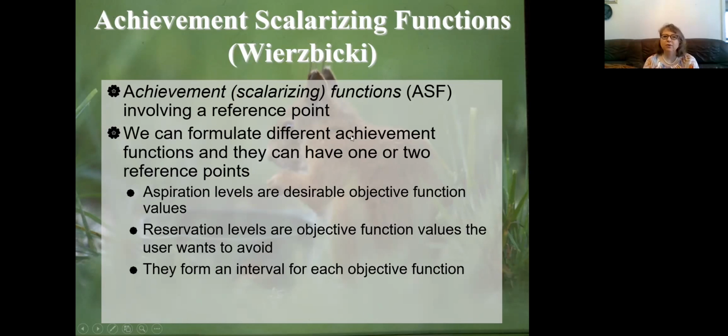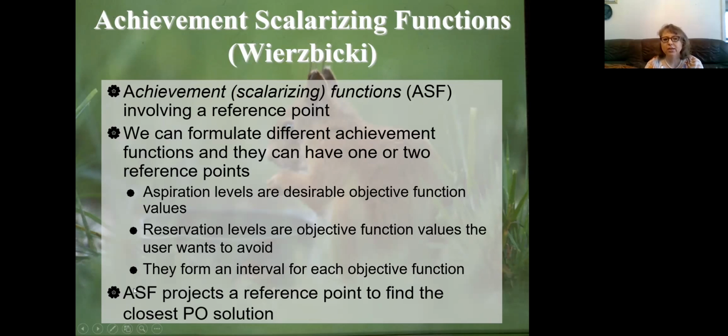And we can formulate different achievement scalarizing functions utilizing different types of reference points. We can have these desirable objective function values. We call them aspiration levels. On the other hand, we can also have information about the values that the decision maker would like to avoid, so that things are not getting any worse than that. So there can be two types of reference points in achievement scalarizing functions. But anyway, the whole idea is to project the reference point to the closest Pareto optimal solution. And by changing the reference point, we get a different solution.